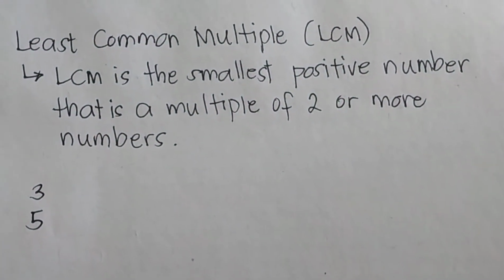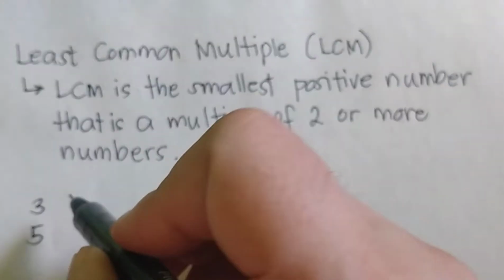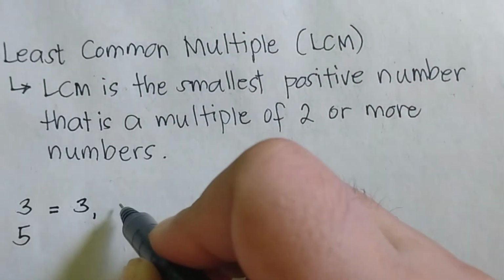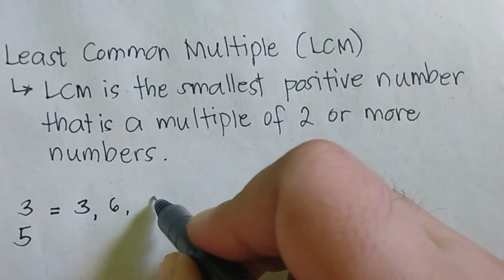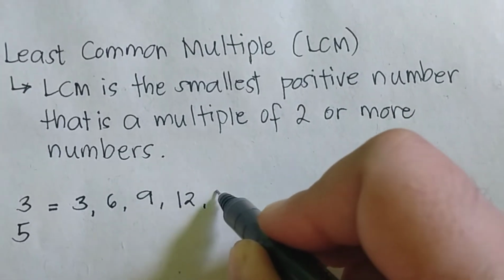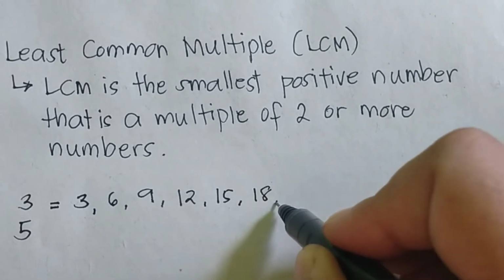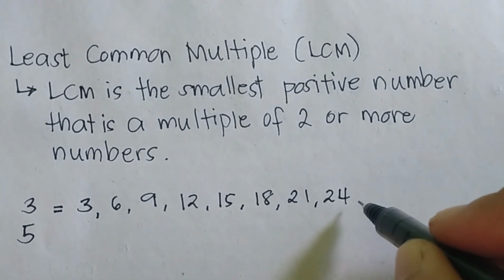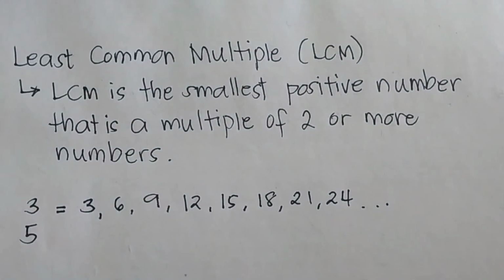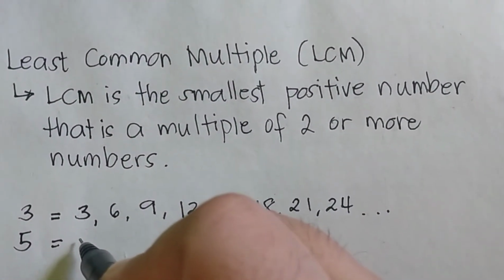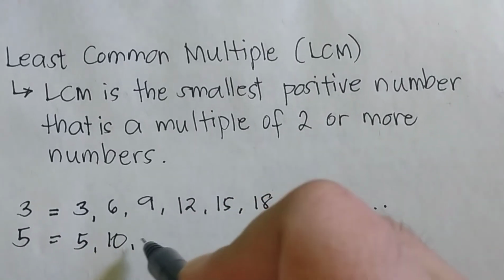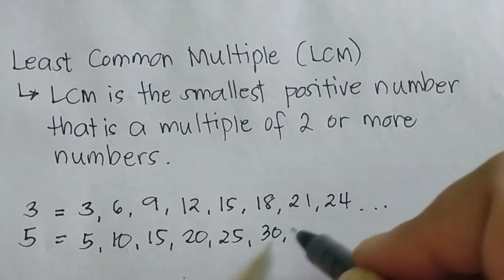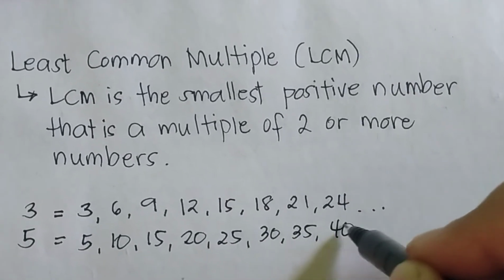To get the least common multiple, we skip count. So if we skip count 3, we get 3, 6, 9, 12, 15, 18, 21, 24, and so on. If we skip count 5, we get 5, 10, 15, 20, 25, 30, 35, 40, and so on.